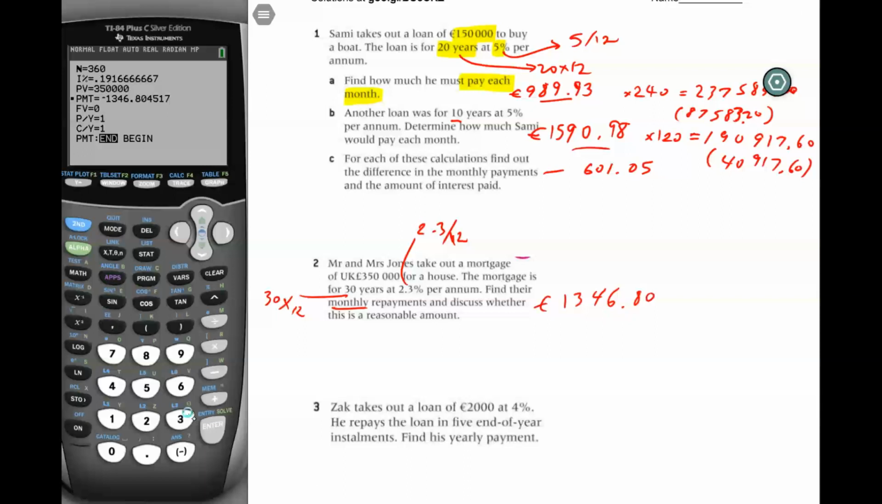This is kind of like an IA thing to look at, right? On an exam, they're not going to ask this because it's too open-ended. But in an IA, you might discuss whether this amount is reasonable.